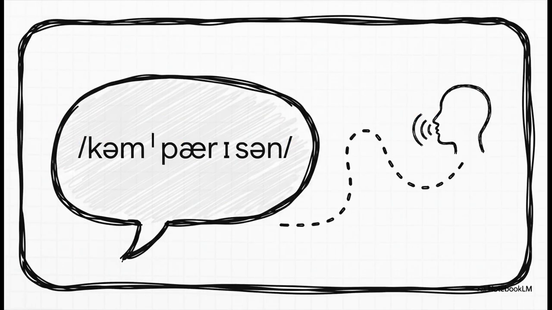Okay, so where do we even start with a word? Well, the first stop is always the sound. This jumble of symbols you see here, that's the phonetic transcription. It's basically a universal map for how to say the word, just so we're all starting on the same page. It's the first piece of our puzzle.